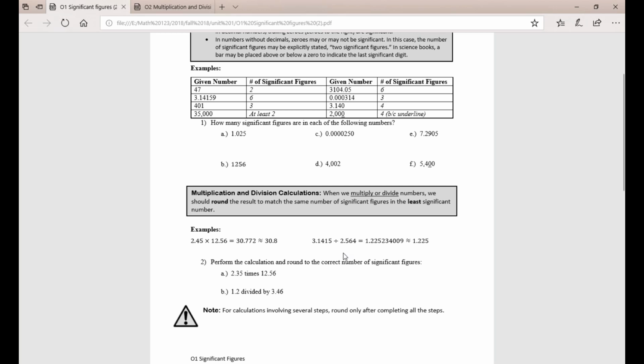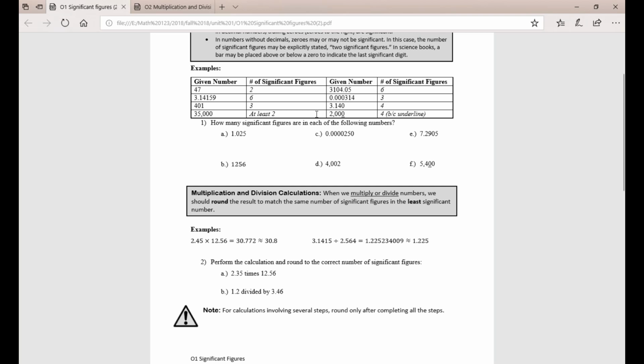Now dividing, same idea holds true when I'm dividing. Here's a 5-digit number, a 4-digit number. When I divide out, I've got this big old decimal value. And so I know the least number of significant figures is only 4. So I'm going to cut my answer off after 4 significant figures. Now this one does not have a number that's 5 or greater, so I'm going to leave the answer ending in 5. So 1.225.